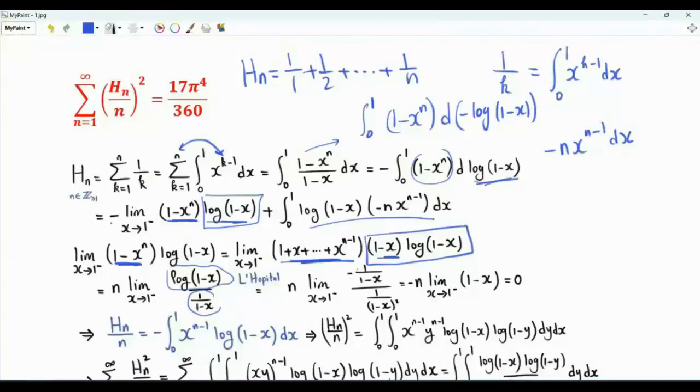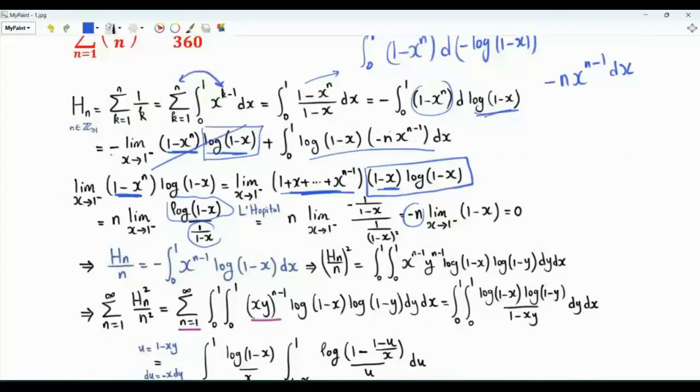The derivative of the numerator is minus 1 over 1 minus x. The derivative of the denominator is 1 over (1 minus x) squared. We can have the minus sign outside, and the remaining term is 1 minus x, and when x tends to 1, this is equal to 0. This term disappears, and we are left with this integral. Note that there is an n here. I will join it with H_n. So now we have this useful representation of H_n divided by n.